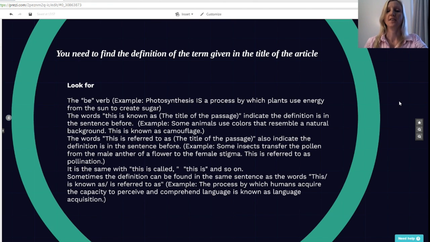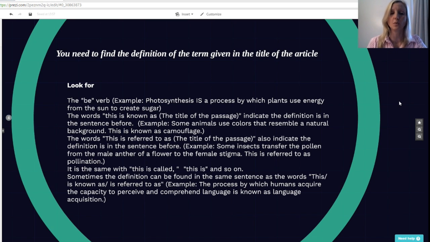The words this is referred to as, and then the title of the passage, also indicate the definition is in the sentence before. So for example, if it says, some insects transfer the pollen from the male anther of a flower to the female stigma, this is referred to as pollination, then your definition is in the sentence before. It is the same with this is called, this is, and so on.